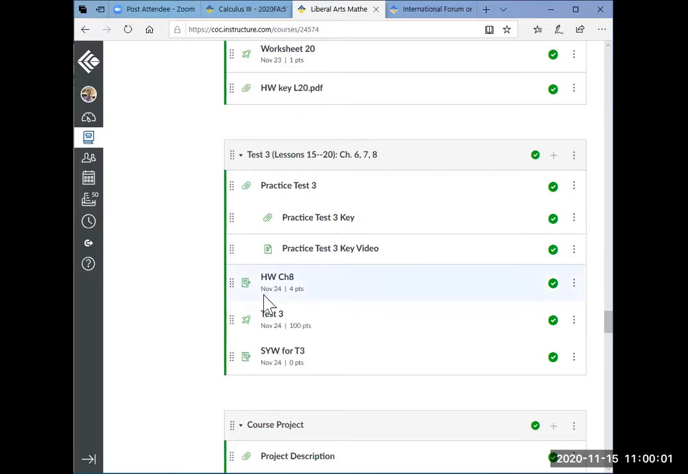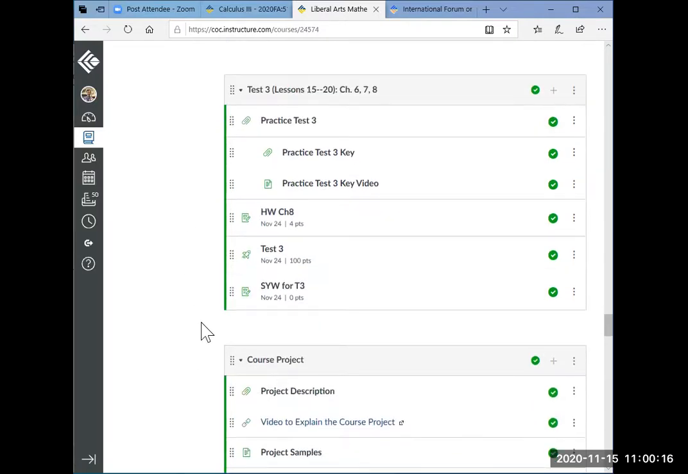On the day of the test, that's the following Tuesday, not this coming Tuesday, your homework on chapter 8, the math and politics, will be due, as well as your test number 3. Okay, so this is all taking place right before your Thanksgiving break.